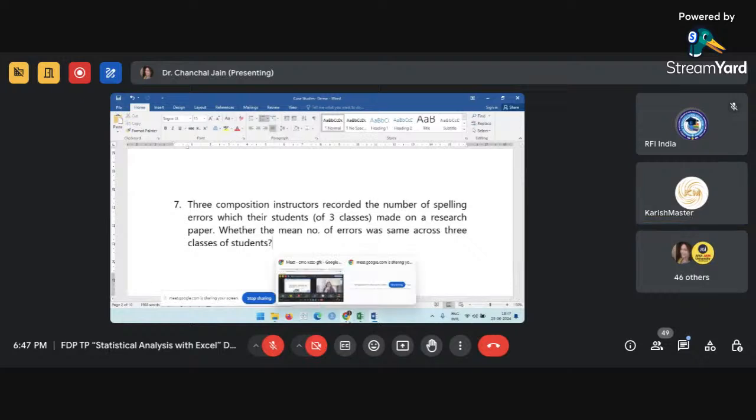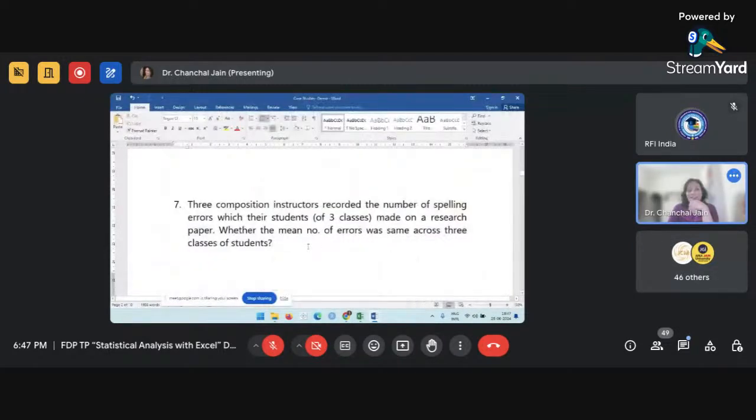Ma'am, it is not like every time we will talk about Excel. Any other software we can use now. We do not need to restrict ourselves to Excel. This is the Excel limitation, not the test limitation.